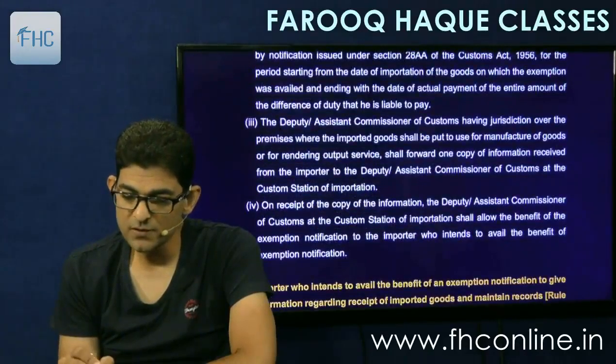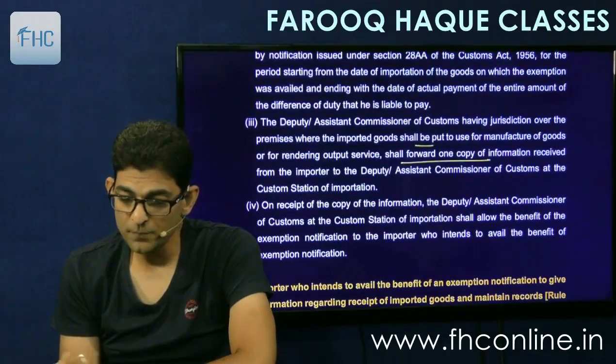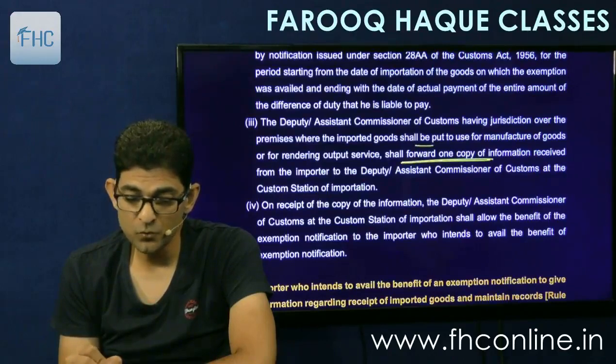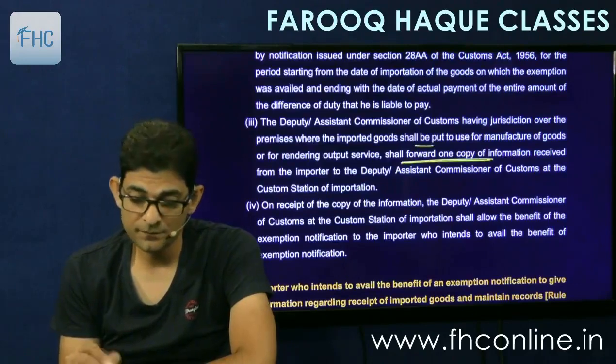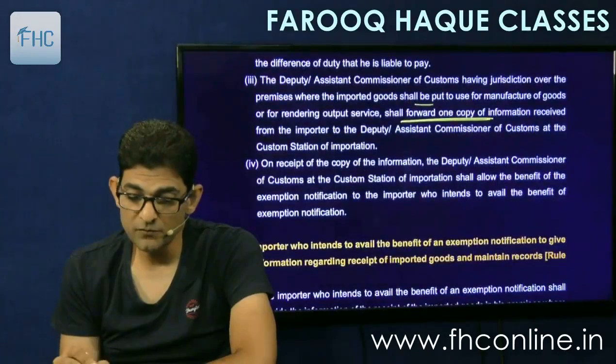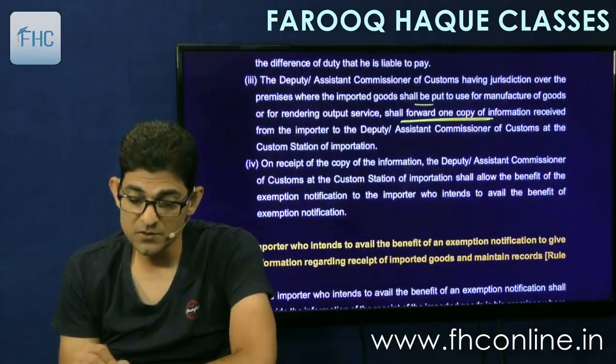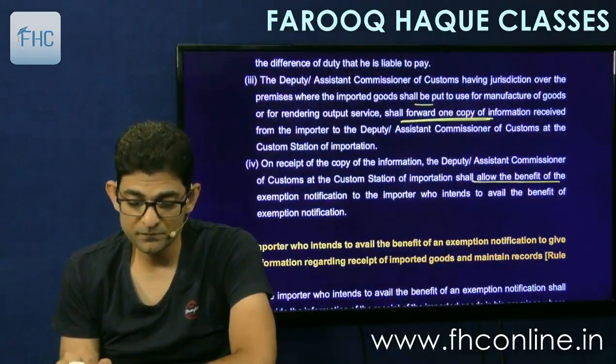Then the Deputy or Assistant Commissioner having jurisdiction of premises where the importer shall put to use shall forward one copy of information received from the importer to the AC or DC of Customs at the place of importation. Then on receipt of the copy of information, the AC or DC of Customs at the Customs Station of Importation shall allow the benefit of the exemption notification to the importer. Simple.